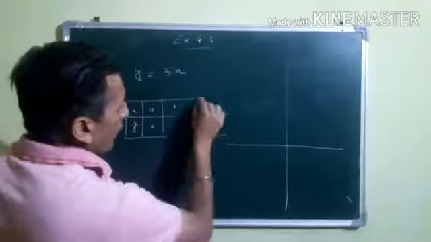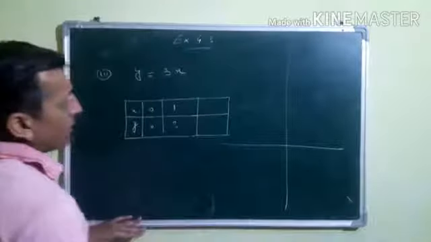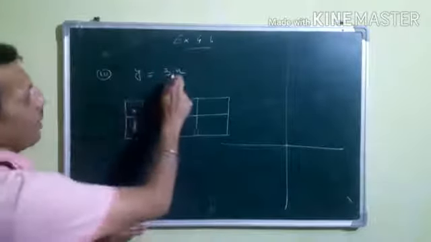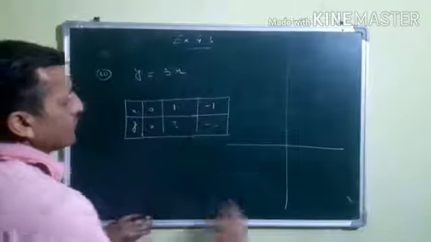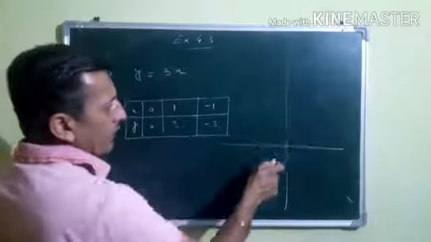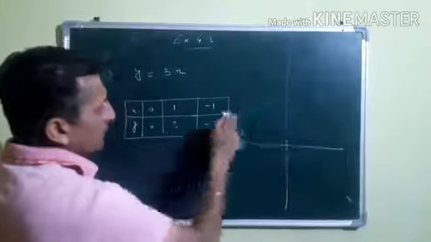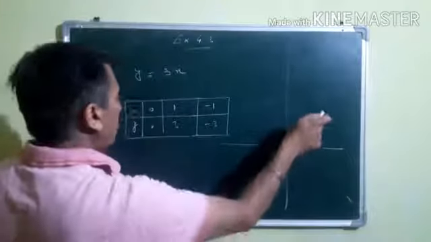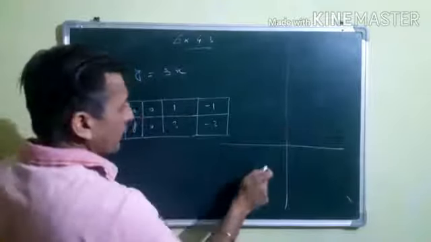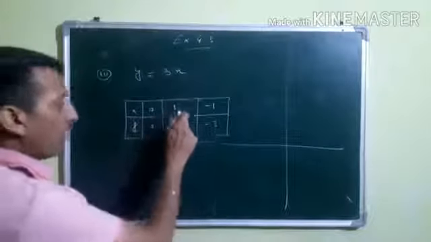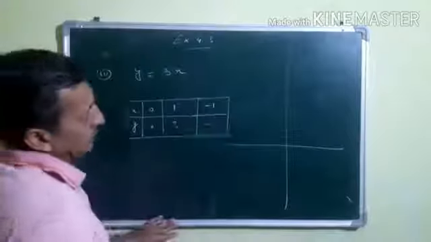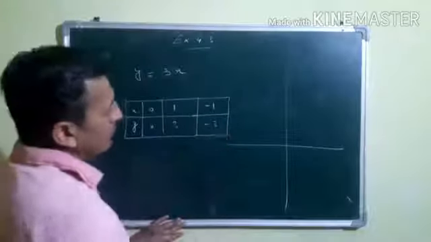Similarly, for our convenience, we can take some negative values. Now I am taking x is equal to minus 1. In that case, y is equal to minus 3. The logic is that this line passes through the origin, which means it goes through the first quadrant and third quadrant. So that's why I am taking 0, 0 at the origin, after that positive values, and after that negative values. This is the logic.